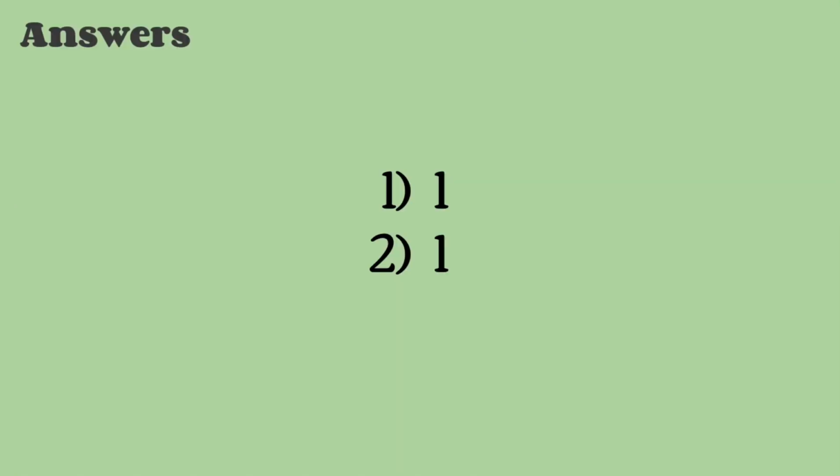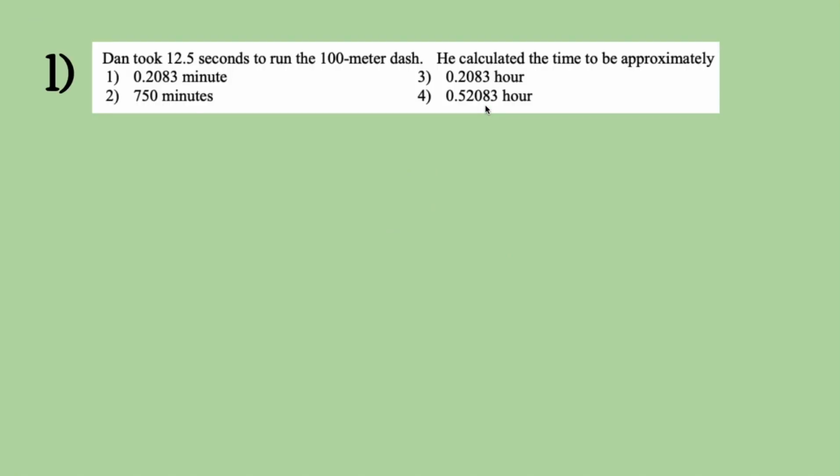Okay, so here are the answers that you should have gotten, and let's go over them. For the first question, it says, Dan took 12.5 seconds to run the 100-meter dash. He calculated the time to be approximately, and then we have these choices. I want you to recognize that the 100 meters is completely just to distract us from what the question is actually asking us.